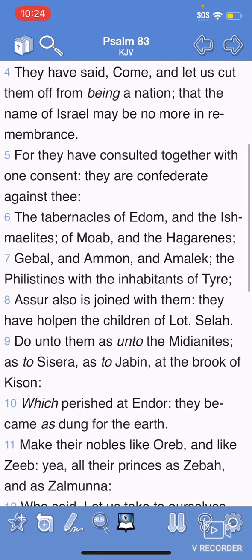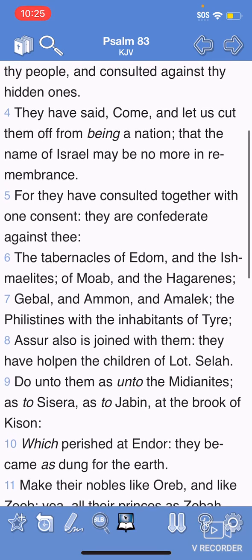It says the tabernacles of Edom, Esau, Edom. As you can see, the top chief right there. And it says the Ishmaelites, okay? Moab, the Chinese, Japanese, Moab, Ammon, which is the Japanese. You got the Ishmaelites, which is Ishmael, the Hagarenes, Gebal. It says, and Amalek, the chief grandson of Esau. It says the Philistines with the inhabitants of Tyre. Asshur also is joined with them, and they have helped the children of Lot. Selah. All right, pause right there. That's what the word Selah means.